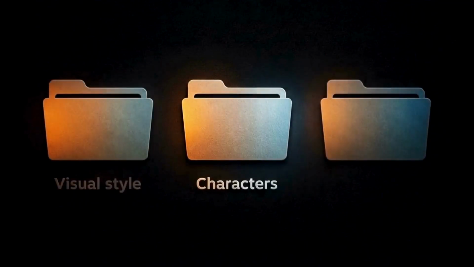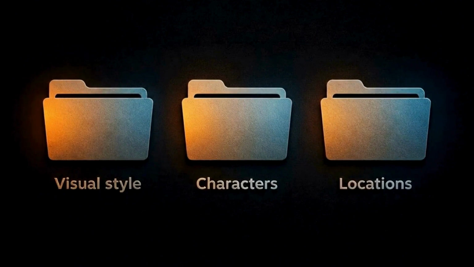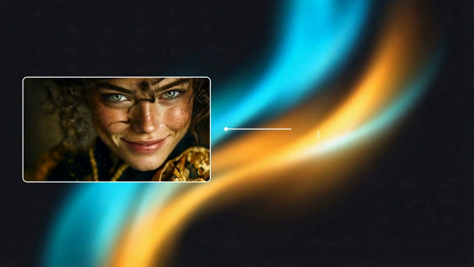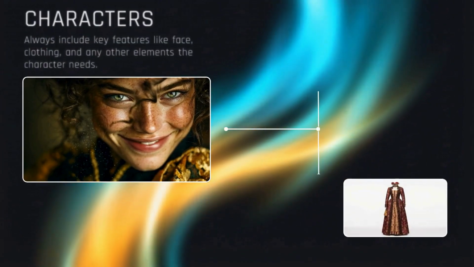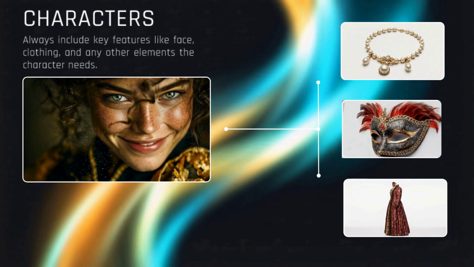By the end of this phase, you should have 3 things: a folder with shots that define your visual style, lighting, mood, cinematography, another folder for your characters with their key elements, faces, outfits, masks, weapons, etc., ideally on a white background, and a folder for your main locations. What you include can vary based on the project. Now, let's move to the most important pillar.